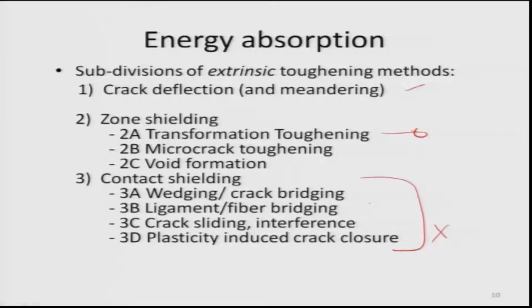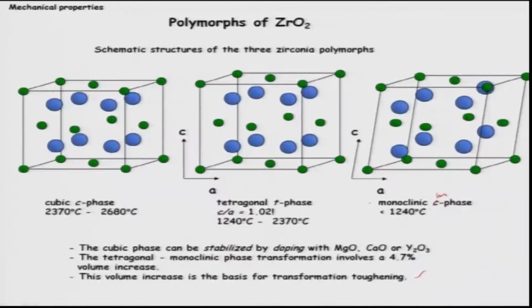One of the ways of doing this is crack deflection. Other way of doing that is called zone shielding, and one of the ways of zone shielding is transformation toughening. So, as I discussed, I go back to zirconium oxide.